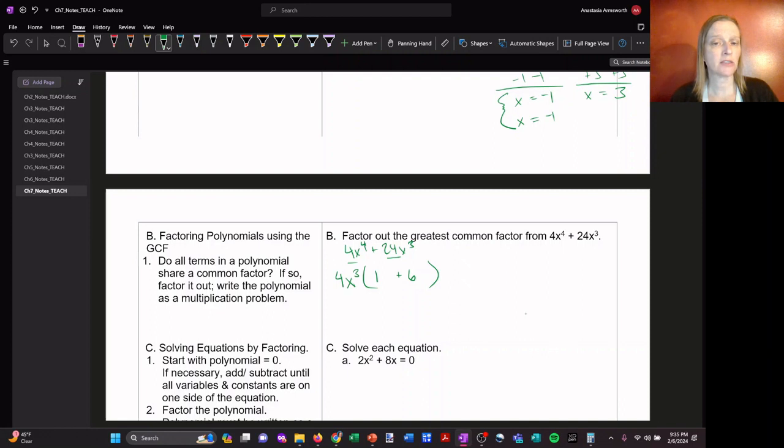And what's x to the fourth divided by x cubed? That just leaves us with 1x. And x cubed divided by x cubed causes the x's to disappear entirely. They divide away. And so this here is the factored form. Of course, we don't usually write 1x, so let me just erase that 1. So this is now the factored form of this polynomial.